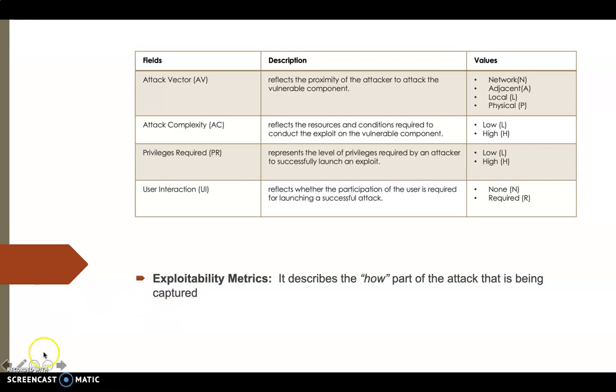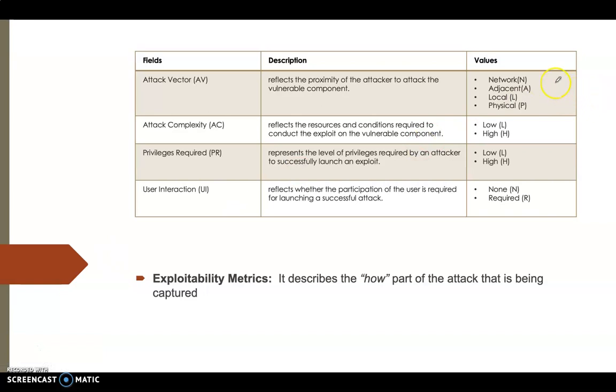Let's talk about the exploitability metric. It describes the how part of the vulnerability that is being captured. These are the four fields that belong to this metric: attack vector, attack complexity, privileges required, and user interaction. And the second column provides a description for it. The main thing to notice is the values that each of these fields takes.